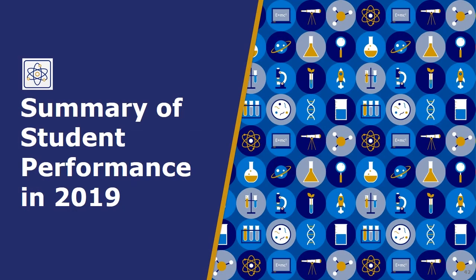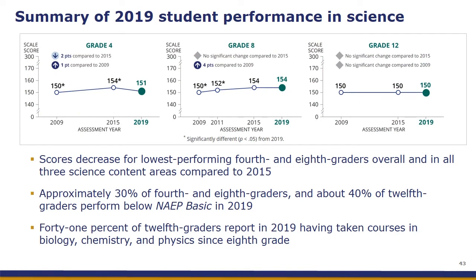Before we transition to questions, let's quickly summarize our results. Compared to 2015, grade 4 scores are lower, while grade 8 and 12 scores are unchanged. Compared to a decade ago, student performance in grades 4 and 8 improved, while performance at grade 12 did not change. Scores declined for students at the 10th percentile compared to 2015 overall, and across all content areas in both grades 4 and 8.